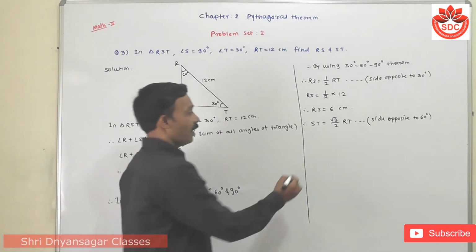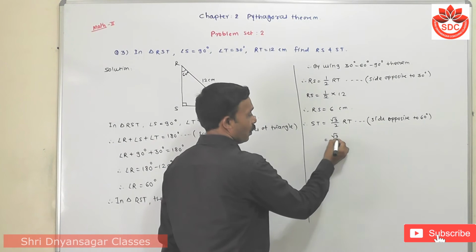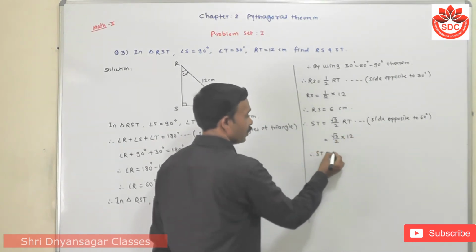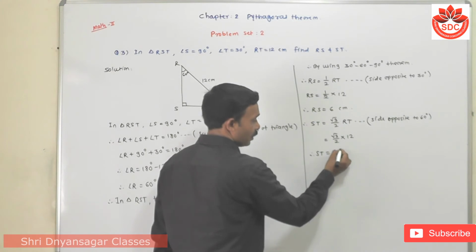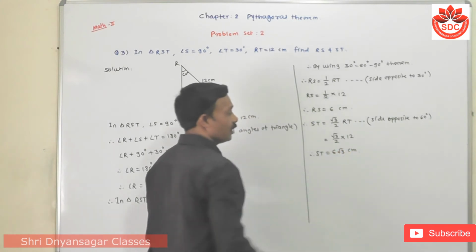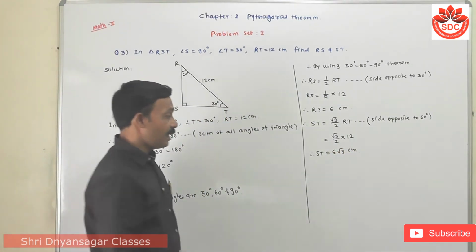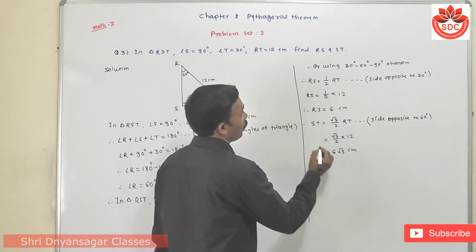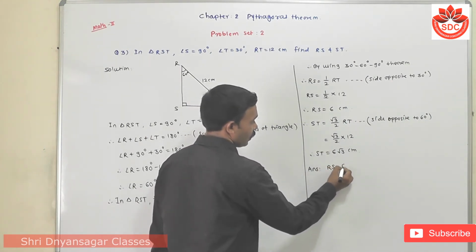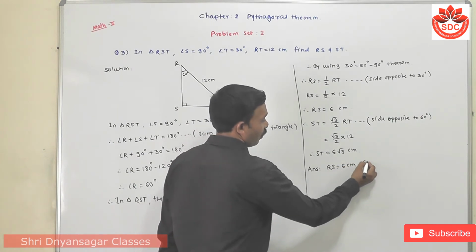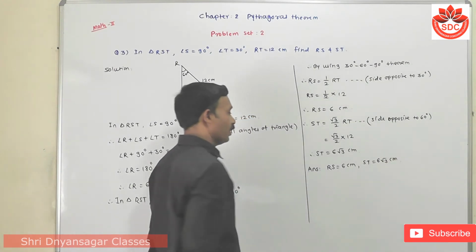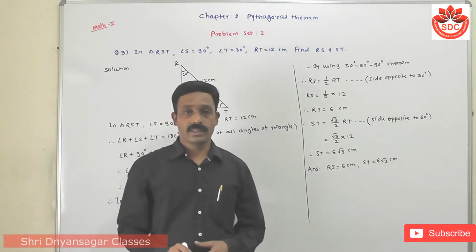Then substitute these values. Root 3 upon 2 into RT, which is how much? 12. Therefore, ST is equal to 6 root 3 centimeter. Then write the answer in a full sentence. Answer: The value of RS is equal to 6 centimeter and the value of ST is equal to 6 root 3 centimeter. Can you understand this? Let's see the next question.